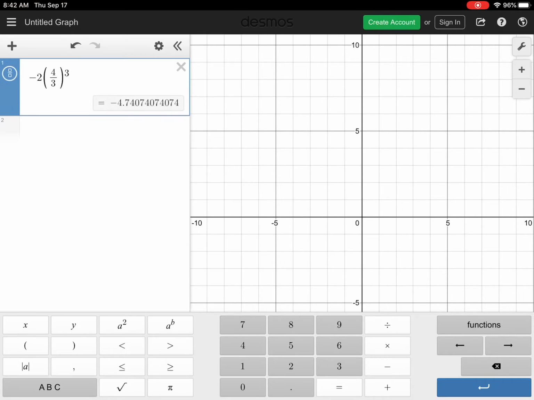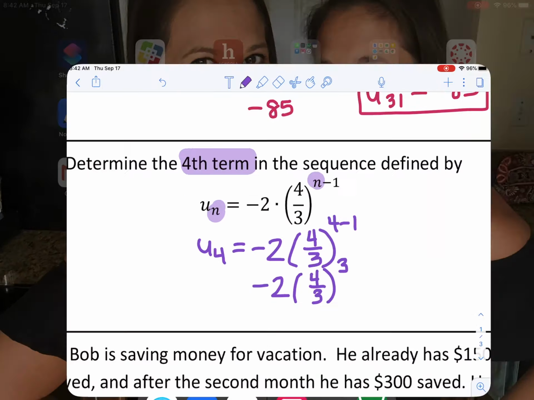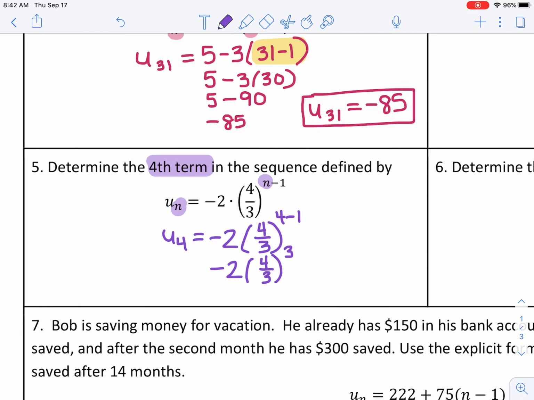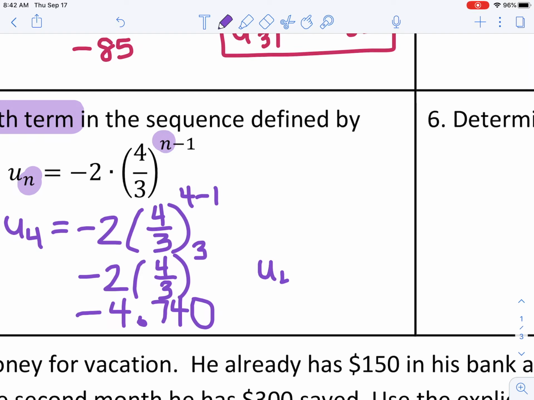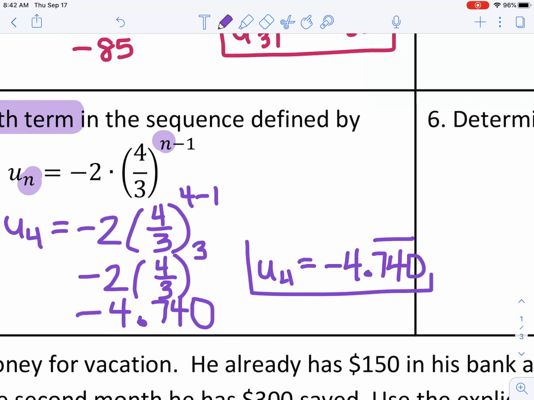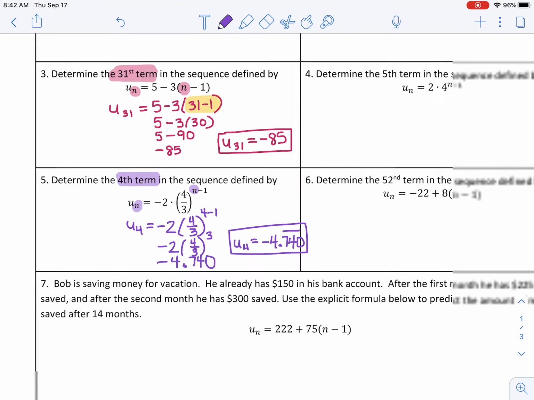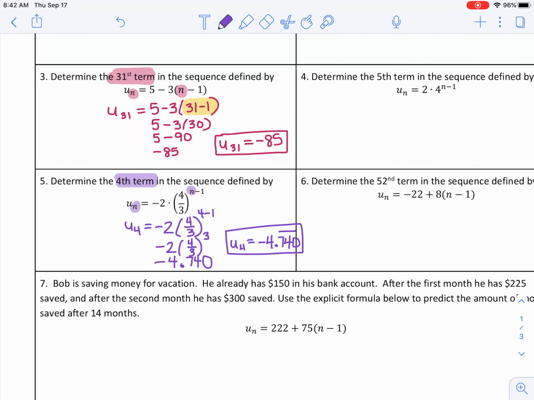And then our answer, if you see in this equal sign, is negative 4.740740 repeating. So when we go back, we're going to put this was equal to negative 4.740. And then if we want to write this nicely, the 4th term was equal to negative 4.740 repeating. So those are the basic ways to evaluate with explicit formulas.